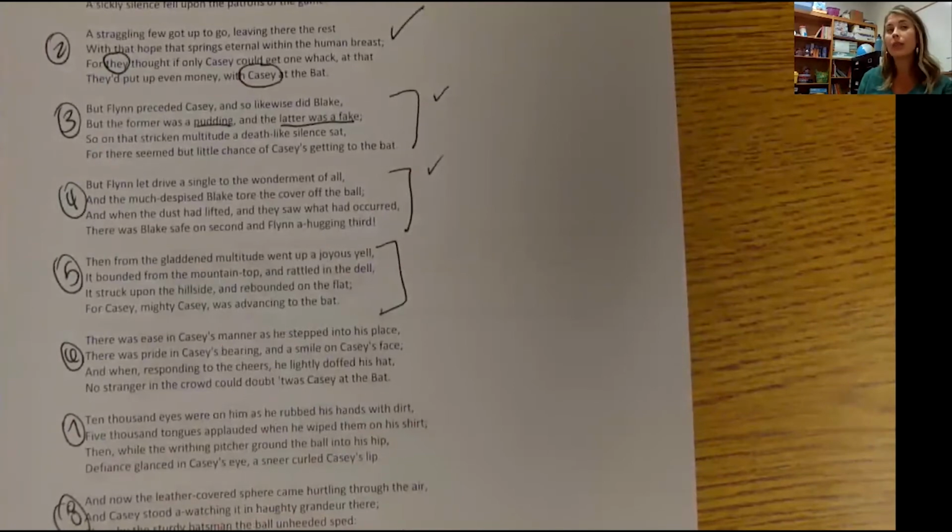Stanza 5. Then from the glad and multitude went up a joyous yell. It bounded from the mountaintop and rattled in the dell. It struck upon the hillside and rebounded on the flat. For Casey, mighty Casey, was advancing to the bat.